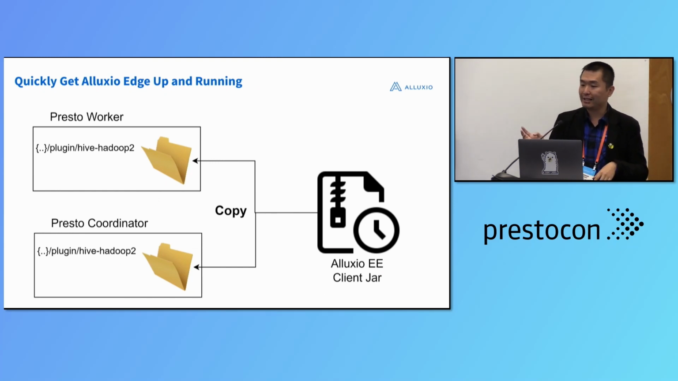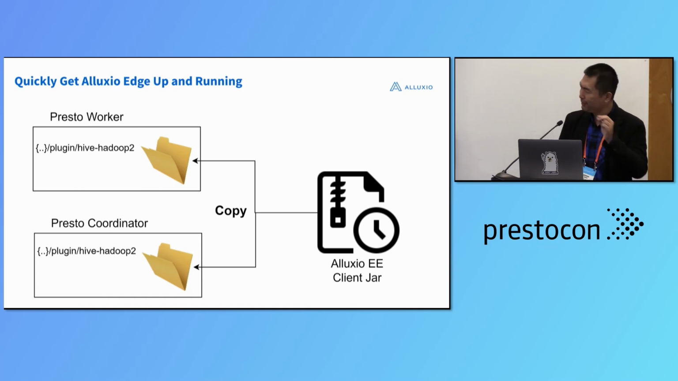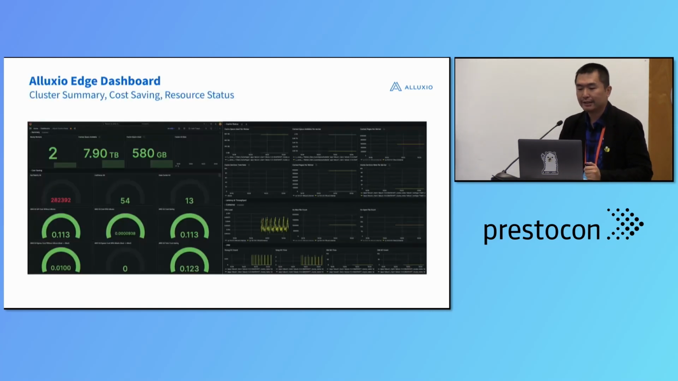And for the installation, it's super easy. As I mentioned, you only need to copy the Alluxio enterprise jar into the Presto worker and the coordinator, and then you can restart your Presto, maybe change some configurations, and the cache can be enabled and serving for you.